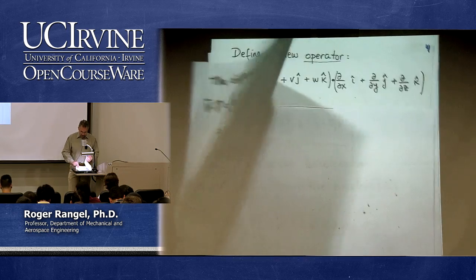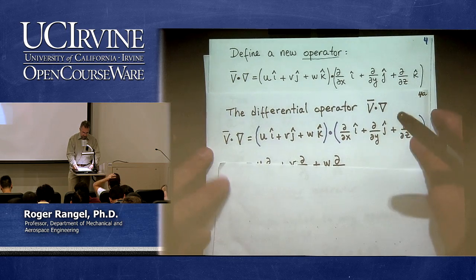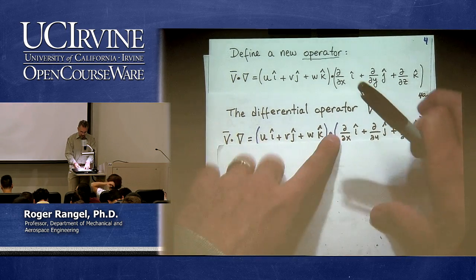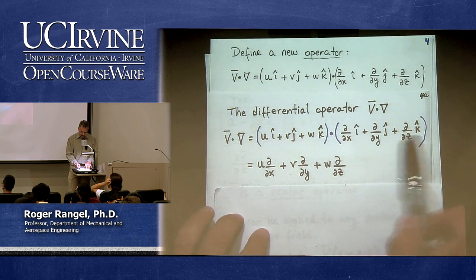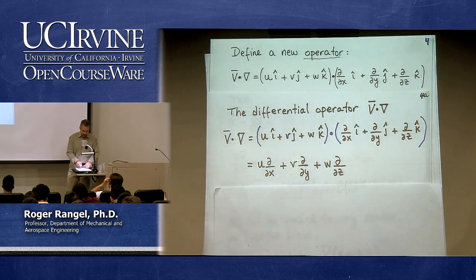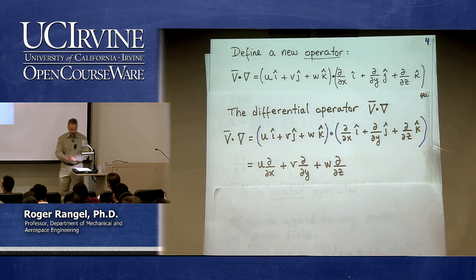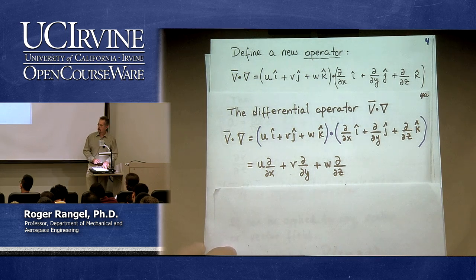Let me cover most of it so you don't get all confused. That's just the same quantity. You do the dot product, you get u times ∂/∂x plus v times ∂/∂y plus w times ∂/∂z. And this is our differential operator. So v dot del is a differential operator which is represented by this quantity.